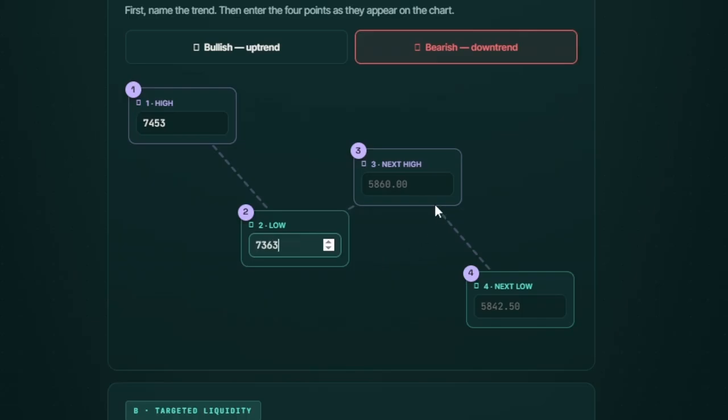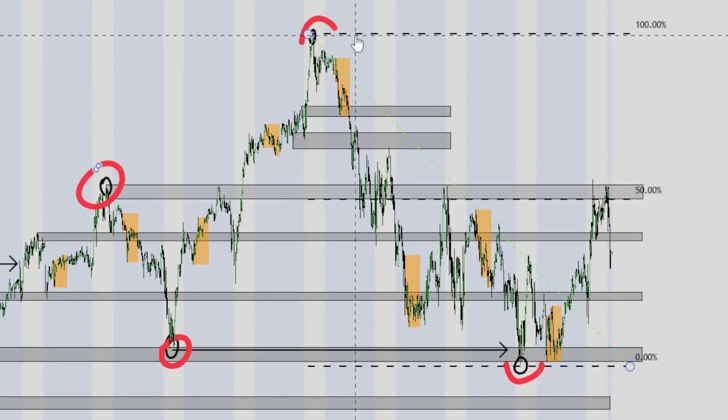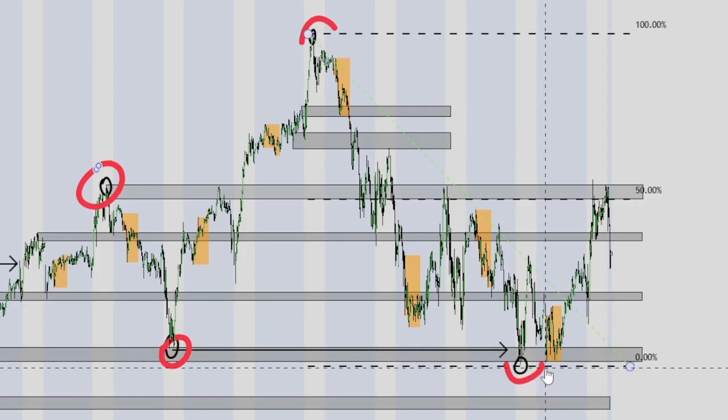Now from here we have the next high, which is the most recent high and low, right? The most recent high, which is the all-time high on ES, is going to be 75.40 roughly. So let's just type that in here. 75.40. And then we have the low down here, the most recent structural low, which is going to be 73.53.